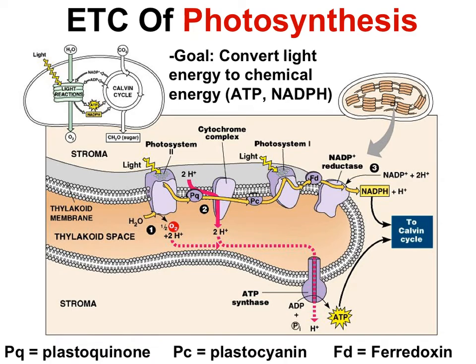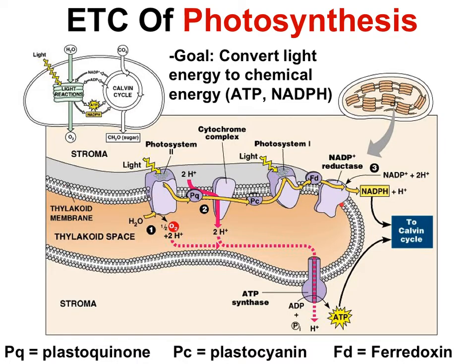There are 7 transporters in this chain. 1, 2, 3, 4, 5, 6, 7. Instead of the mitochondria, we're in the chloroplast. So here's a chloroplast, and the membrane is the thylakoid membrane. So we're way on the inside of the compartment called the stroma.